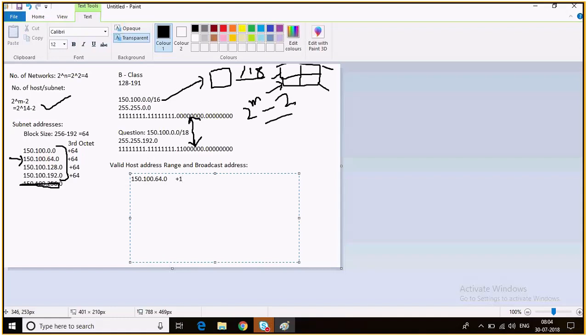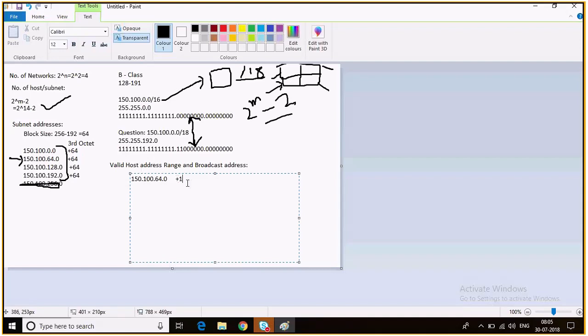I'll always add 1 to it. When I add 1 to any of the addresses there, I always add 1 to the last octet. I'll not add 1 to the third octet, because a lot of people do this also. This is another pitfall, so don't fall into that trap. Don't add 1 to the third octet because you have been adding 64 to the third octet. I'm adding 64 because I calculated it using a block size. The block size was 64, and that was for the third octet because the third octet was the interesting octet that was changing.